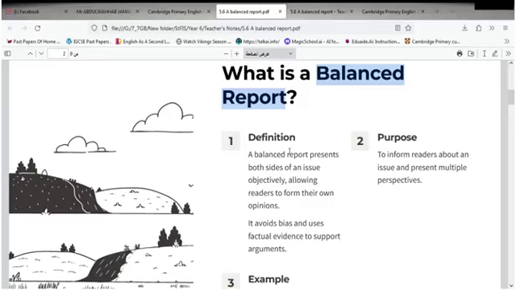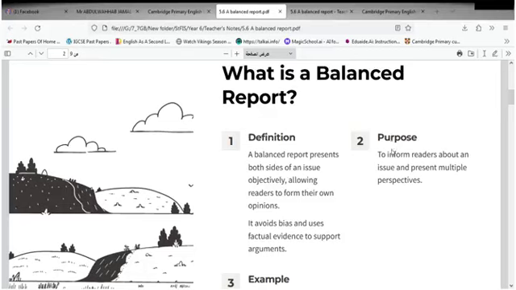Okay? What is a balanced report again? It is a type of text or an essay which presents both sides of an issue in an objective way, not in a subjective way. You are in the middle. You do care for the object. You are not subjective. And that allows the reader to form their own opinion about a subject, about a matter. It avoids bias and uses factual evidence to support arguments.